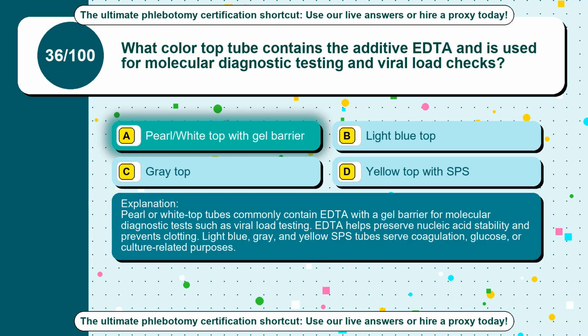PAL or white top tubes commonly contain EDTA with a gel barrier for molecular diagnostic tests such as viral load testing. EDTA helps preserve nucleic acid stability and prevents clotting. Light blue, gray, and yellow SPS tubes serve coagulation, glucose, or culture-related purposes.